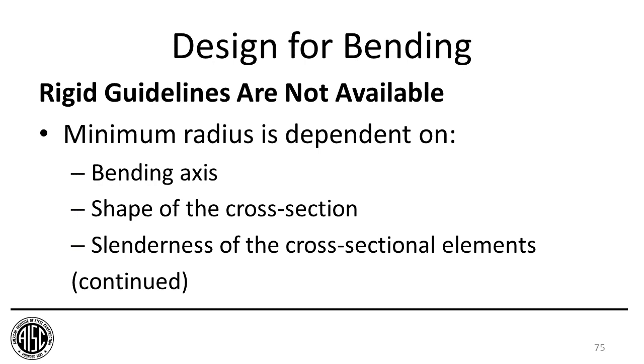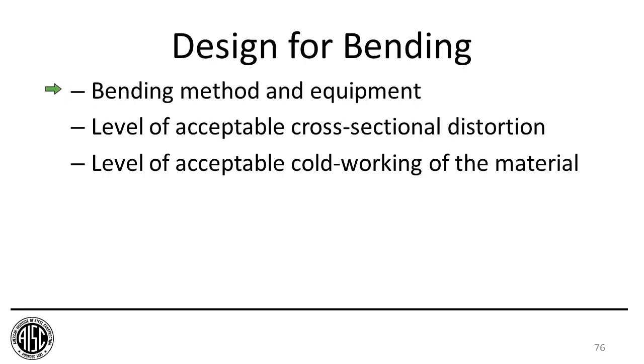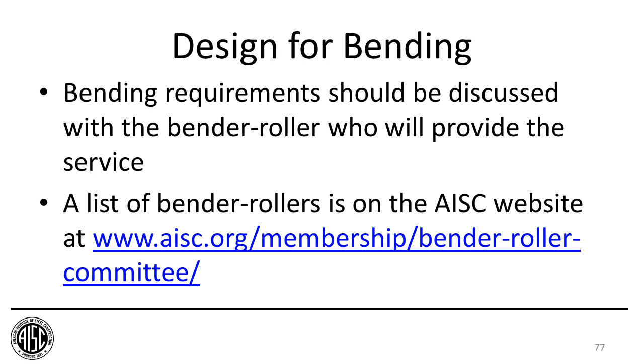Okay, so if rigid guidelines are not available, what is the minimum radius dependent on? First of all, the bending axis. Is it going to be bent the hard way or the easy way? Shape of the cross-section, slenderness of the cross-section, bending method and equipment that the bender roller uses. And these two are for the designers and architects: the level of acceptable cross-sectional distortion and also the level of acceptable cold working of the material. So they're going to ask you those two questions if you call a bender roller. How much distortion is acceptable? We'll talk more about that at the very first of next session.